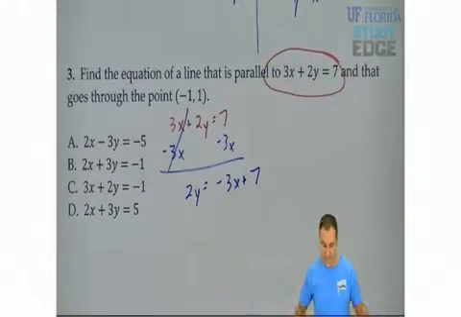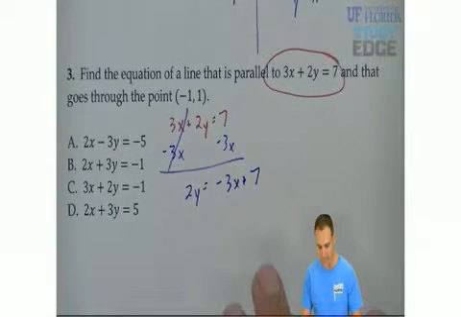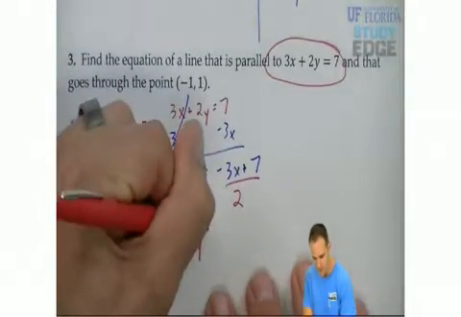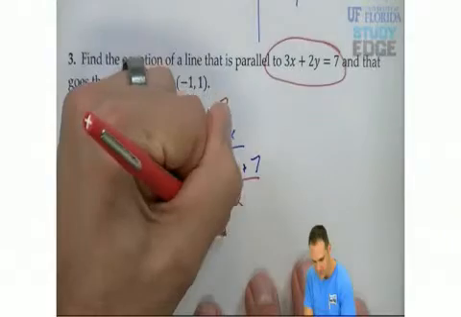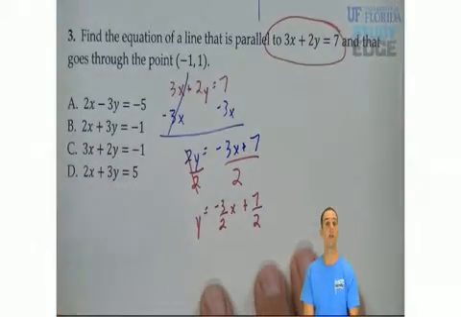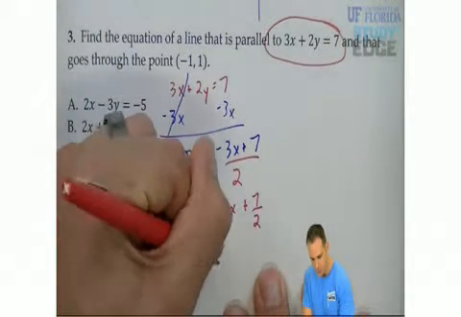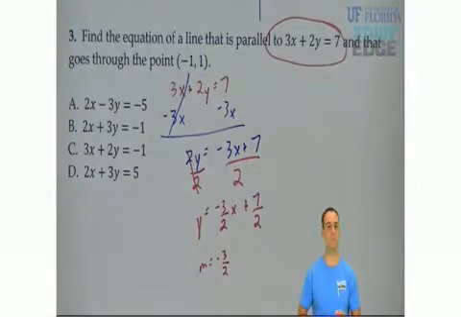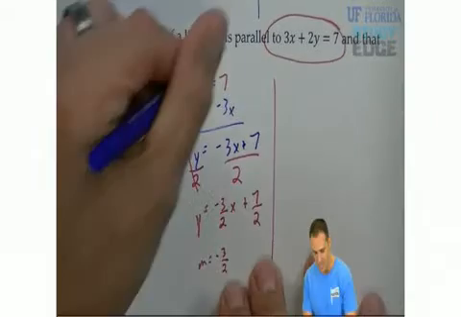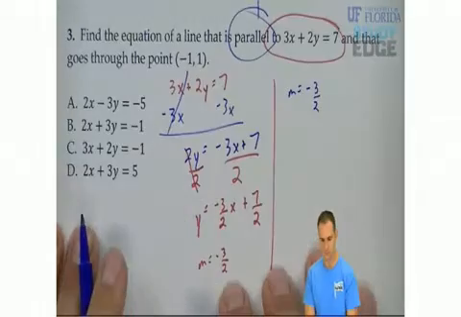But this time I'm not done. This time I don't have y, I have 2y. So the next step is to divide both sides by 2. And remember, you're dividing everything by 2, giving you -3/2 x plus 7/2. The slope of this line is -3/2. What is the slope of the new line? Parallel has the same slope, so that'll give me -3/2.